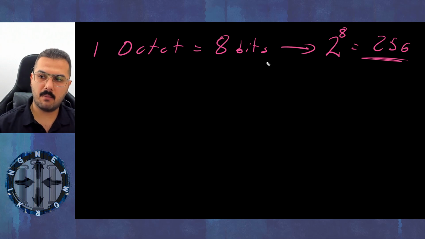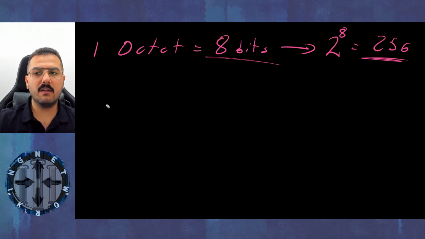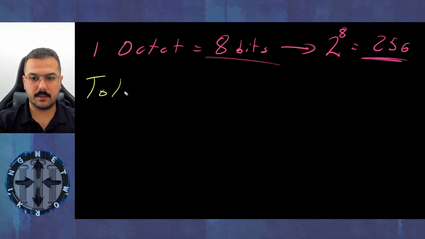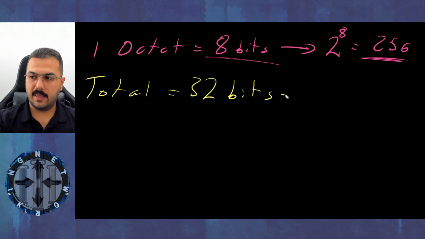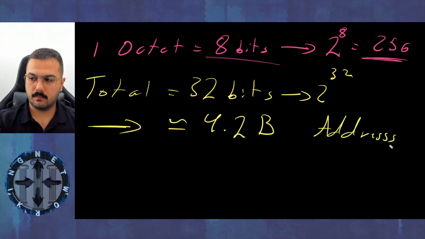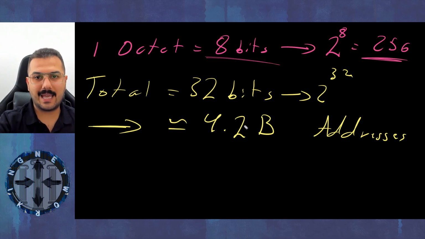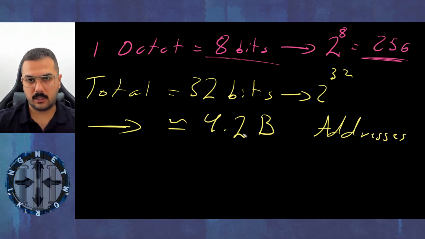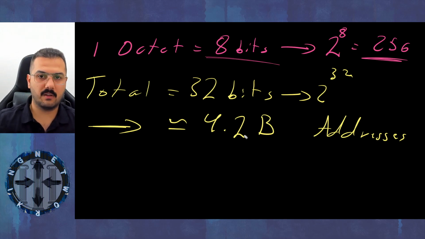Same. If this was the volume of an octet, take the volume of the IPv4 itself. The total is actually 32 bits, and that will take us to 2 to the power of 32, which is a huge number that equals almost 4.2 billion addresses. In the end, they are under the general rule that they are of 4 octets, each octet with values ranging from 0 to 255.